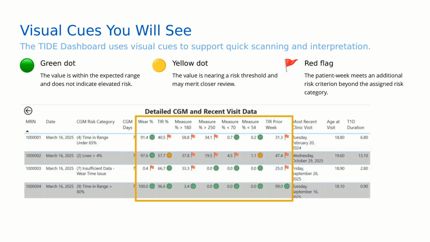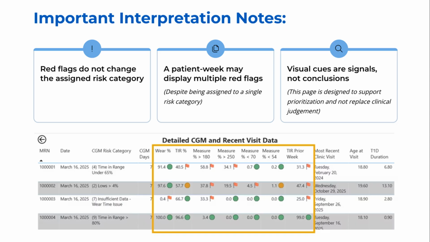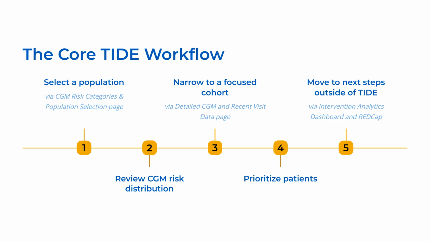The Tide dashboard uses visual cues to support quick scanning and interpretation. A green dot indicates that a value is within the expected range. A yellow dot signals that a value is nearing a risk threshold and may warrant closer review. A red flag highlights that a patient week meets an additional risk criterion beyond the assigned risk category. Red flags do not change the assigned risk category. A single patient week may display multiple red flags, even though it is assigned to only one risk category. These visual cues are meant to be signals, not conclusions, and should always be interpreted alongside clinical judgment.